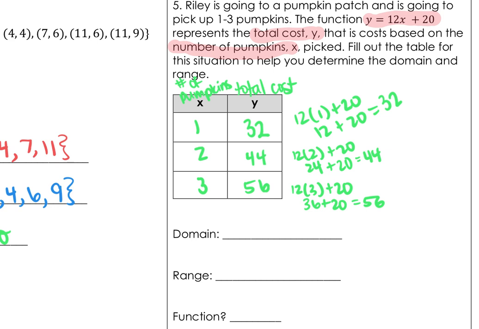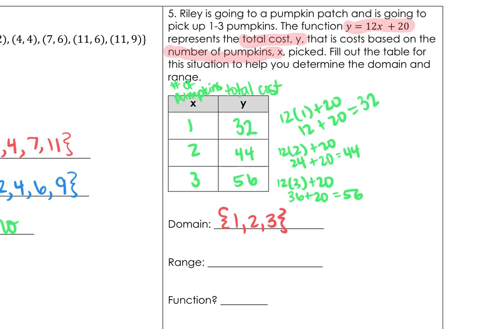So we had to do a little bit of work there, but it wasn't too hard. And having this table hopefully helps you to see that now my domain, that's the number of pumpkins, I'm just going to list my domain as 1, 2, and 3. And then the range, because range is y, the range is the total cost. And we found these total costs in our table. So that means that the range would be 32, 44, and 56.